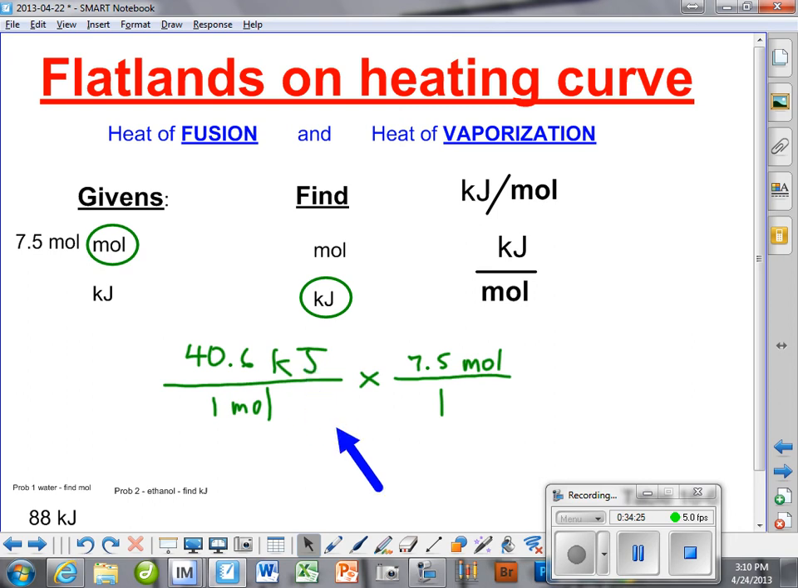on top. So that's how these types of problems work, and I hope you're understanding how to do the flatlands as well as the slopes. So long.